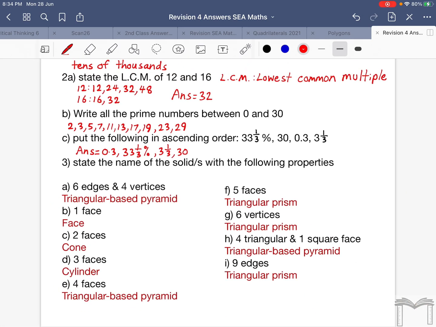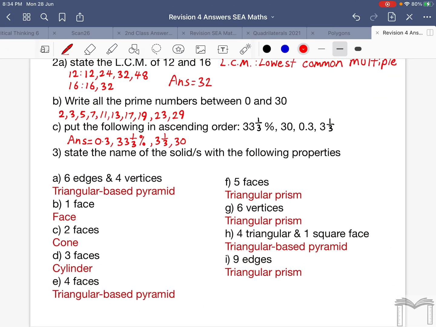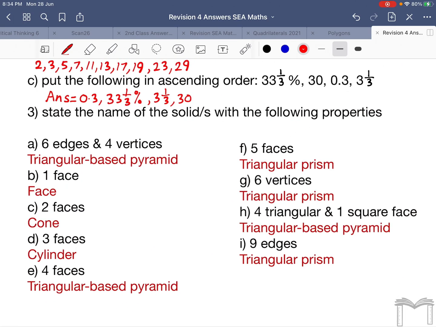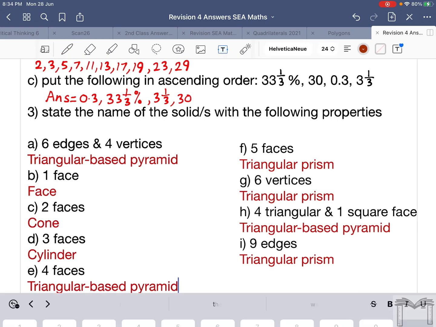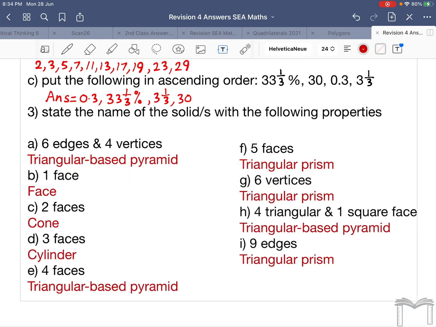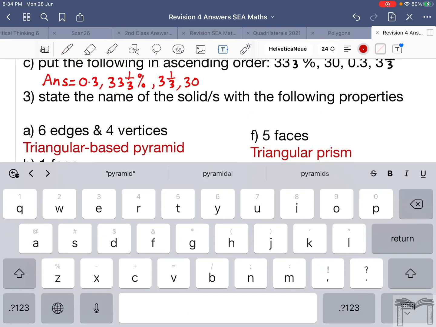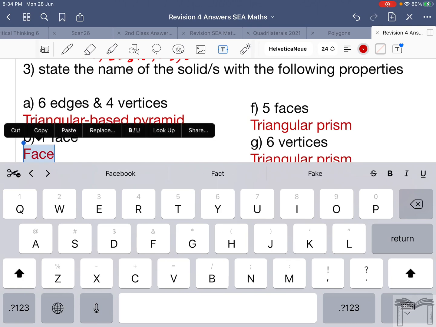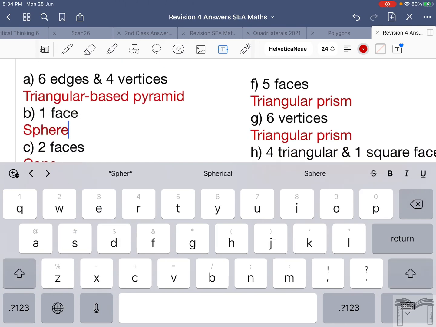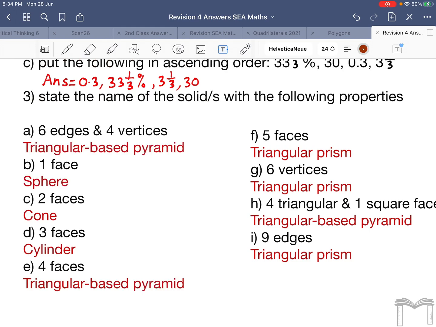Three. State the name of the solids with the following properties. 6 edges and 4 vertices is a triangular based pyramid. One face, I have a typo here, so that's supposed to be sphere. Two faces, a cone. 3 faces, a cylinder.